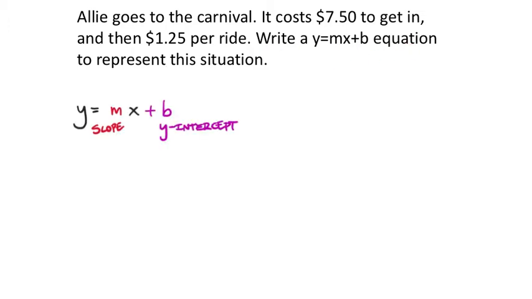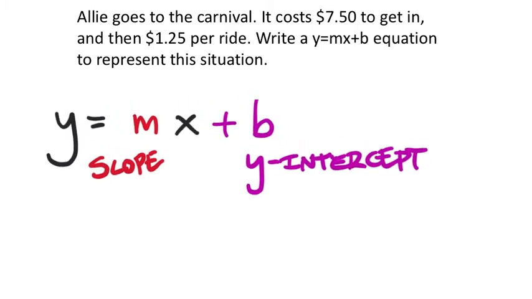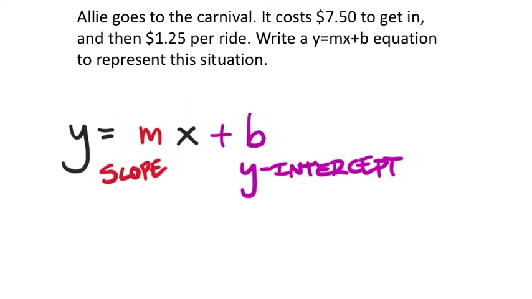So what does slope-intercept form look like? y equals mx plus b. There it is. Let's read this, though, so we can figure out what we're looking for. So Allie goes to the carnival. It costs $7.50 to get in, and then $1.25 per ride. Yeah, I'm going to write this in slope-intercept form, okay?